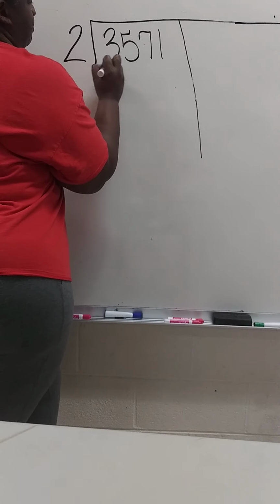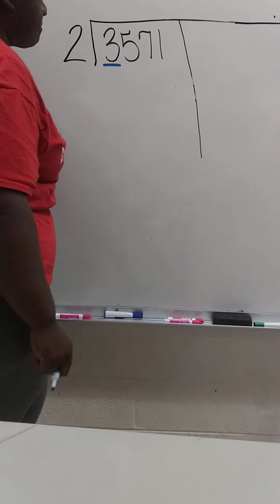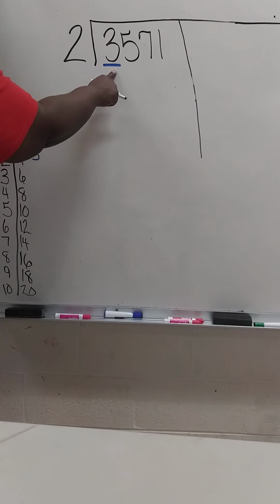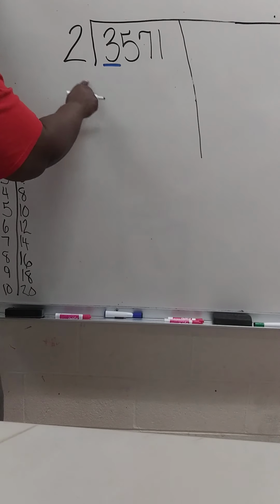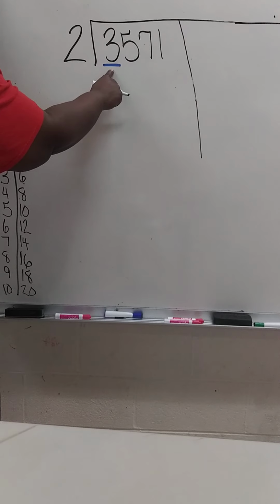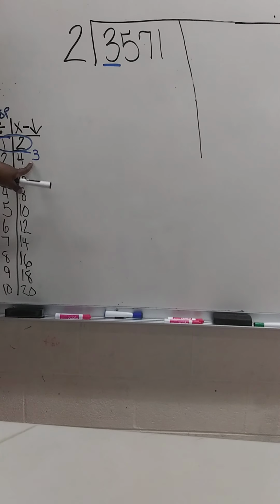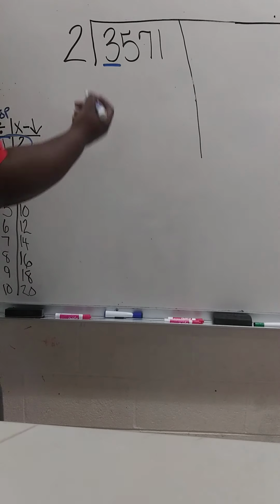Underline the first digit. You are looking for, can you use 3, yes or no? Yes, you can use 3 because 3 is greater than 2. We're looking for 3 in our T-chart. 3 falls in between 2 and 4. How do we know? 2, 3, 4. Remember, this first number always goes on top.